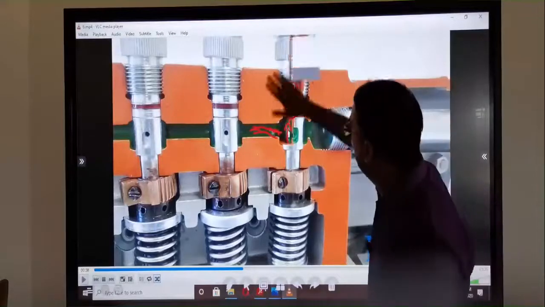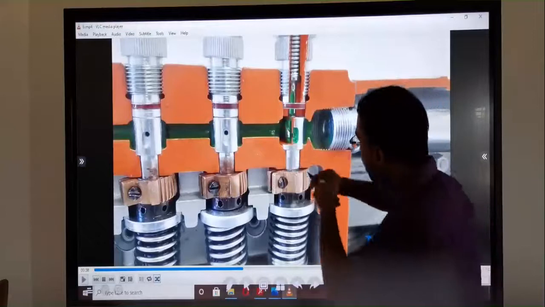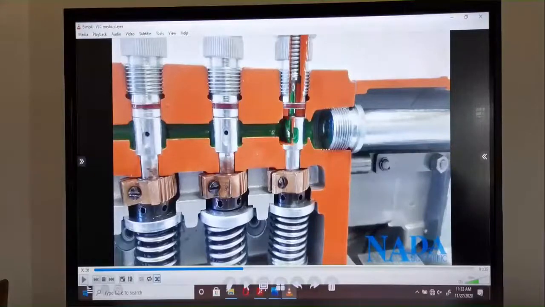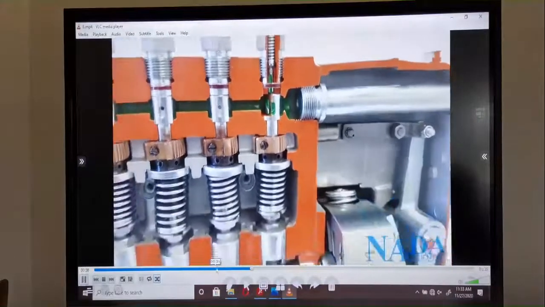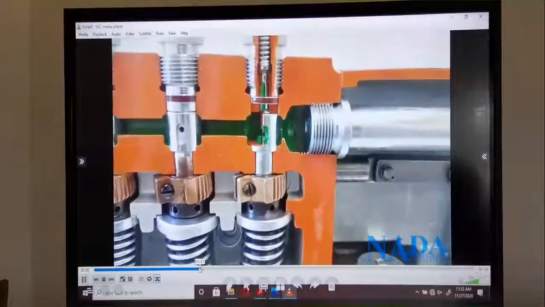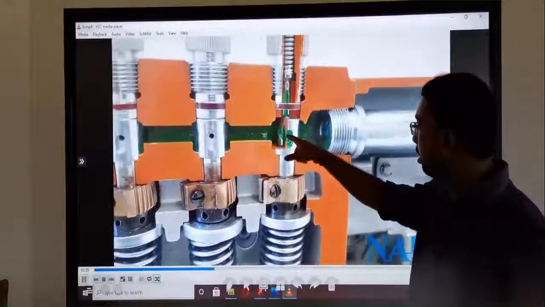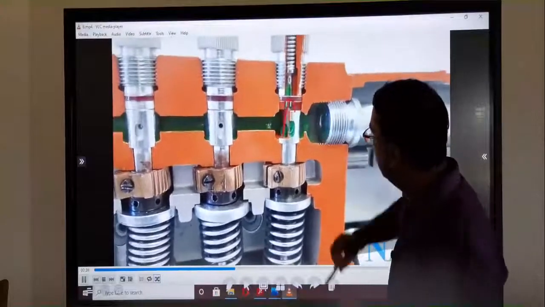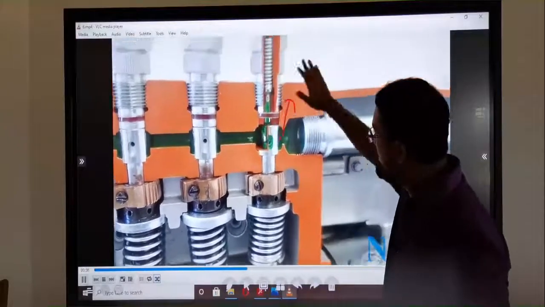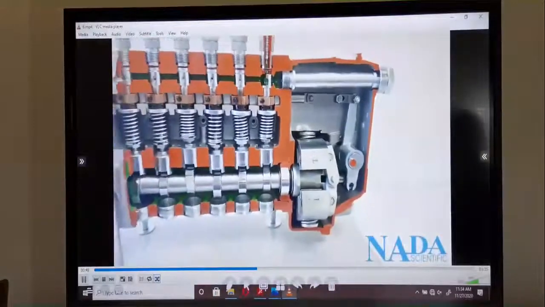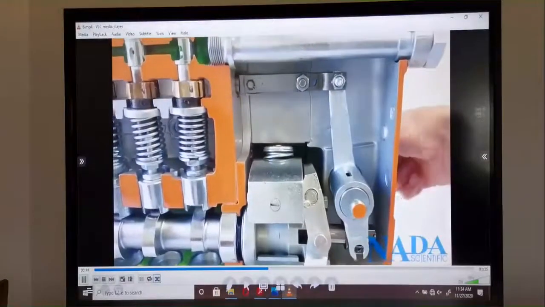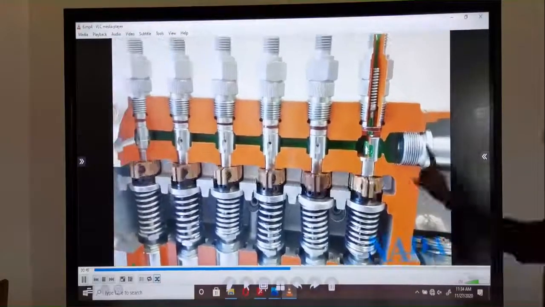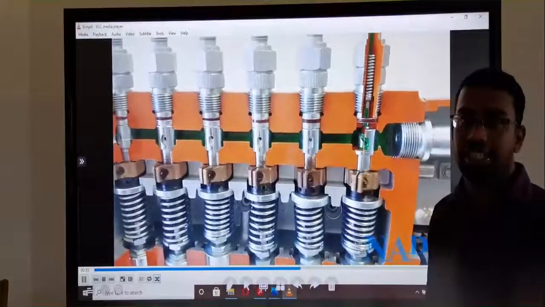When this touch moves, you can see, when I play the video, you can see here. So it moves and connects with here. So the fuel comes like this. So this is the function of the injector. These 6 plungers connect with the 6 injectors.